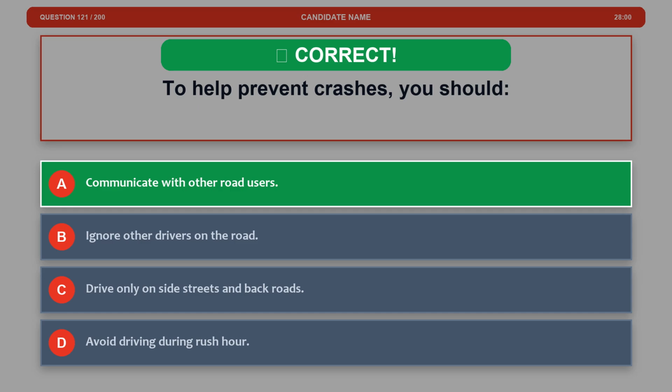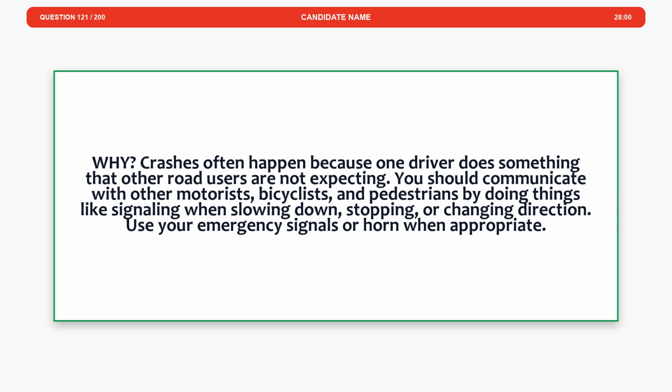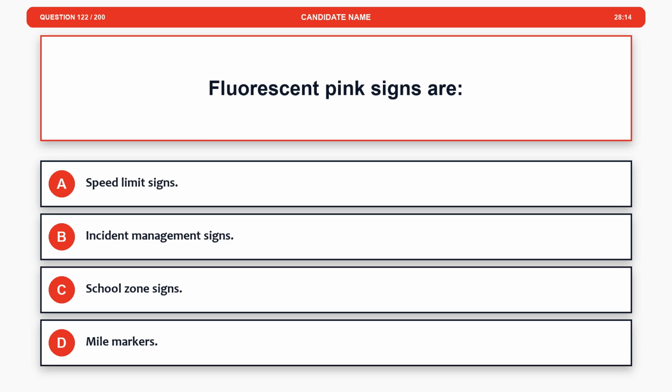The correct answer is option A. Communicate with other road users. Explanation. Crashes often happen because one driver does something that other road users are not expecting. You should communicate with other motorists, bicyclists, and pedestrians by doing things like signaling when slowing down, stopping, or changing direction. Use your emergency signals or horn when appropriate. Question 122. Fluorescent pink signs are: Option A, speed limit signs. Option B, incident management signs. Option C, school zone signs. Option D, mile markers.